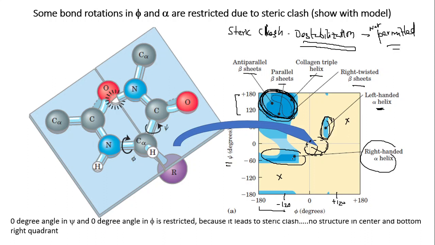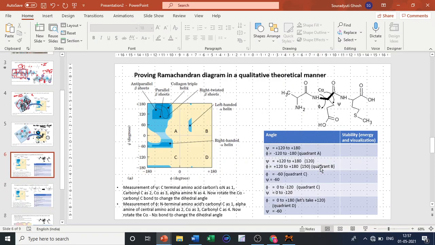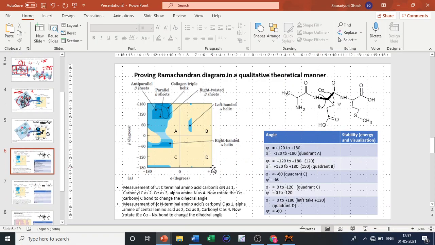Right-handed alpha helix is right in this other island of stabilization. Okay, and that's pretty much it. So the other structures are not really permitted. Okay, so let's just do a qualitative understanding of how this is working. To understand this, I have created a model, so this is how we would do it. You can try this yourself.